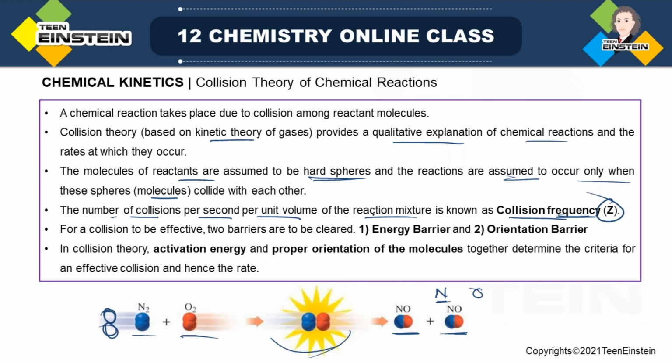Now it is not that all the collisions are effective. It is not that any collision between N2 and O2 molecule will always give a successful reaction. No, that is not the case. There is a term, effective collisions. Not all the collisions are effective. Suppose N2 and O2 molecules are colliding with each other a total of 10 times. But out of these 10 times, only 2 times the collision is effective. Effective means which will result in actual bond formation between N and O.